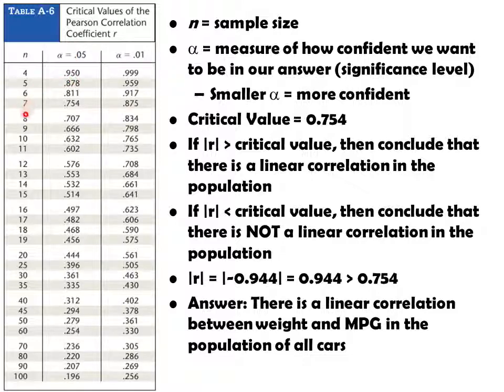We went to n, which was the number of data points, and that gave us our critical value. And then we came to our conclusion by comparing the absolute value of R to the critical value. If R was bigger than the critical value, then we would conclude that there is a linear correlation in the population. If R is less than the critical value, then we conclude that there is not a linear correlation in the population. And so again, what we're really doing there is a hypothesis test.